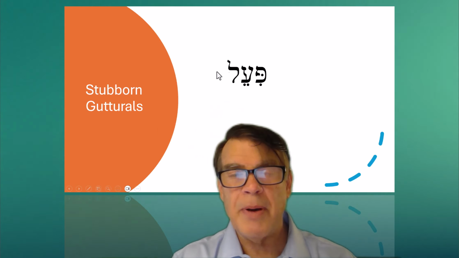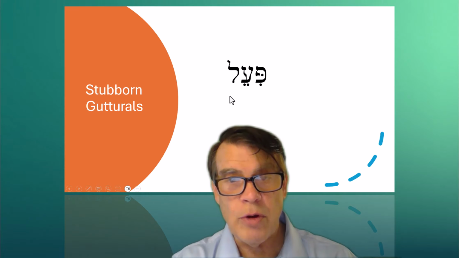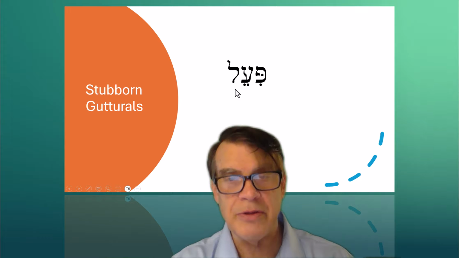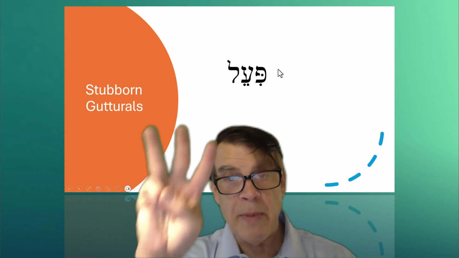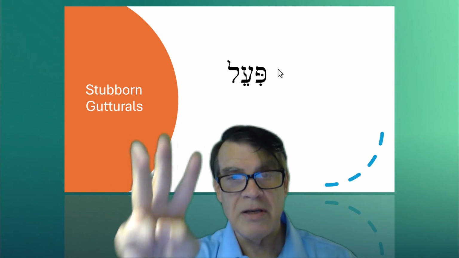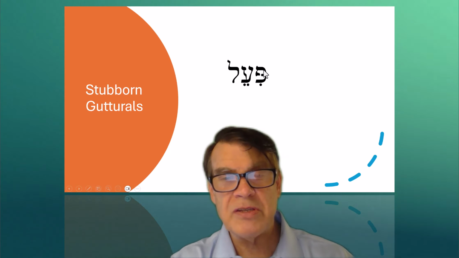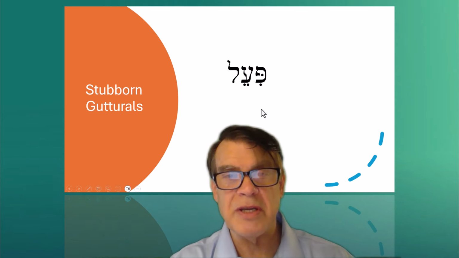Anyway, pa'al is a weak verb because of its second radical. These are called the first radical, the second radical, the third radical. Remember, Hebrew likes to have three basic letters as its core, at least in verbs. So these gutturals are a bit of a problem because of the vowels and because of the doubling.